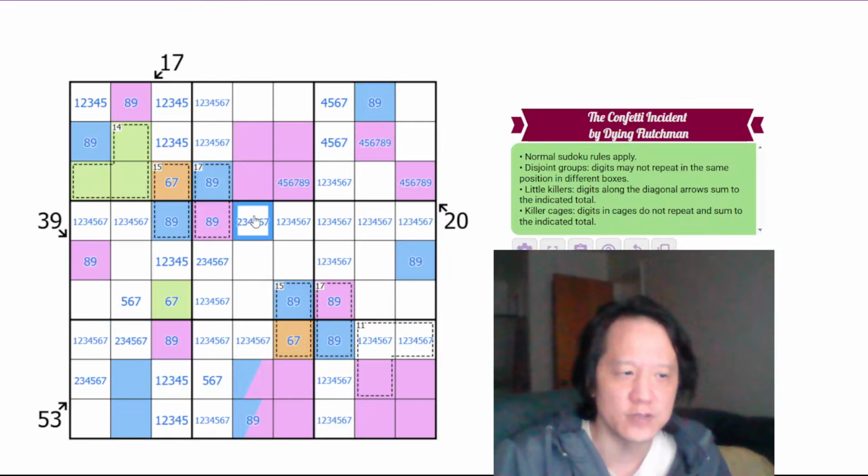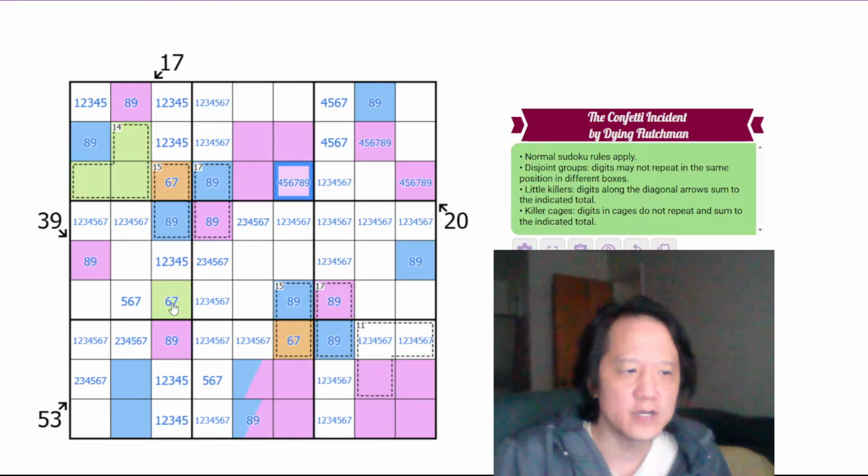That's 4, 6, 7. That's 17 plus 13 in the upper central cells. So that's 17 plus 13 is 30. That leaves 33 remaining in these 3 cells. So I think that has to be 6, 8, 9. So I think this has to be the pink 8, 9.